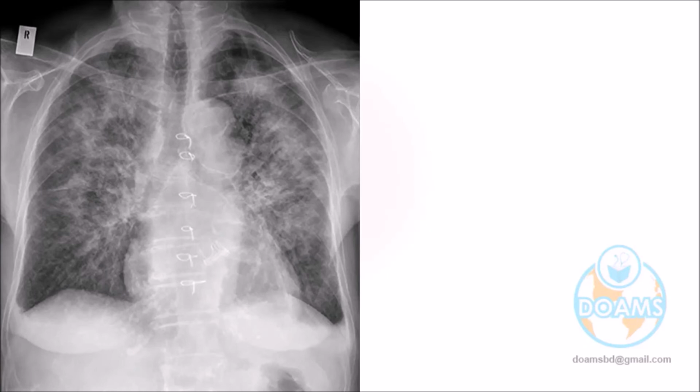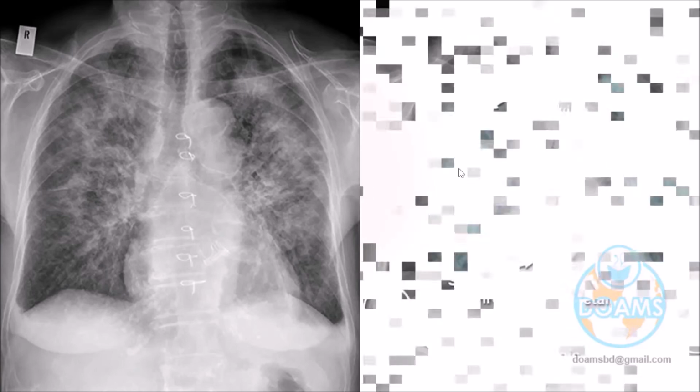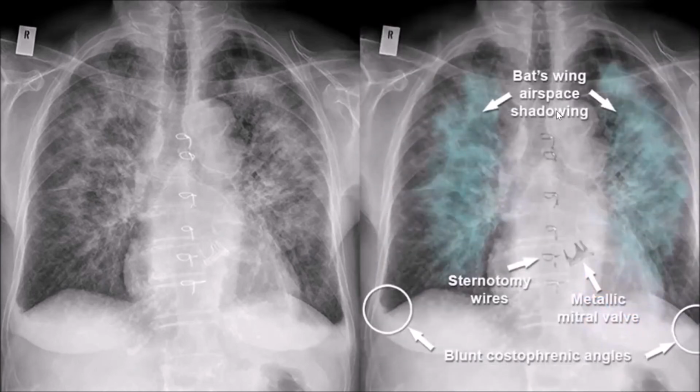I think sternotomy is done. There are clips visible in the center. Okay, maybe this is a clip. It is wiring for a sternotomy. Midline sternotomy. Any other observation? Your patient is hypertensive, and there is bilateral congestion in the lungs. Can you mention the type of congestion? Pulmonary edema maybe. Bat's wing appearance, right?